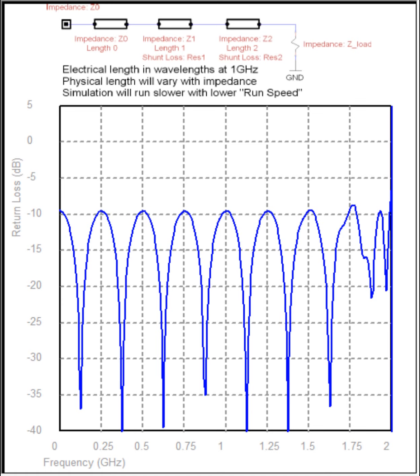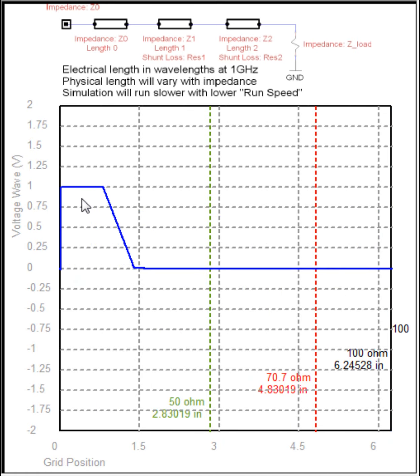And now I'm going to inject my DC pulse, just so we can see what happens to a DC signal when we have mismatches through the line. And we can see that the voltage changes. It actually is getting a little bit higher as we're going from this lower impedance to this higher impedance mismatch.